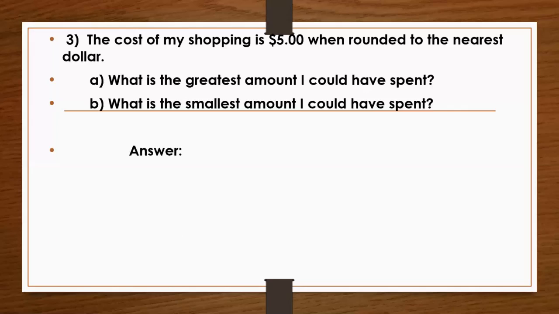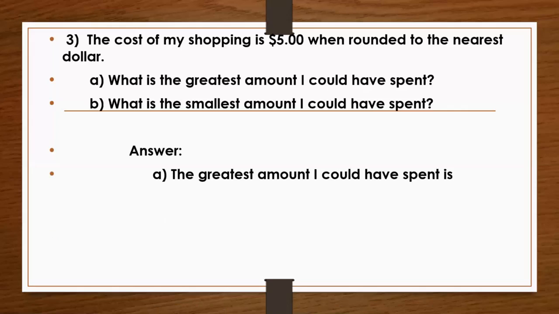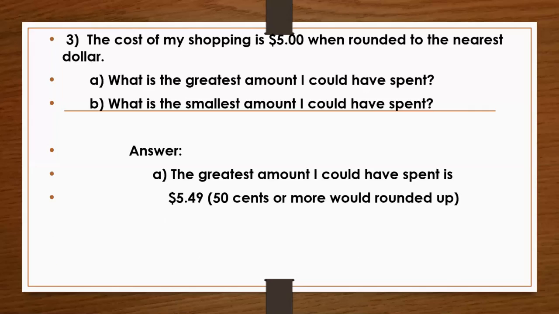So shall we start doing the answer? So the greatest amount I could have spent is $5.49. Why? Because when it goes 50 cents or more, we would round it up as $6. So this is the maximum or the utmost amount that can be spent. Why? Because this is the maximum amount you can round to the nearest dollar as $5.